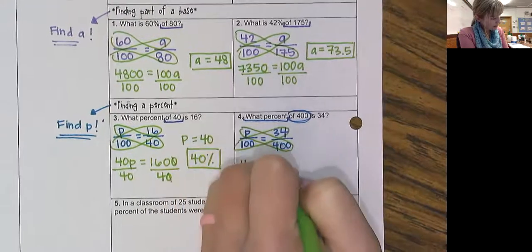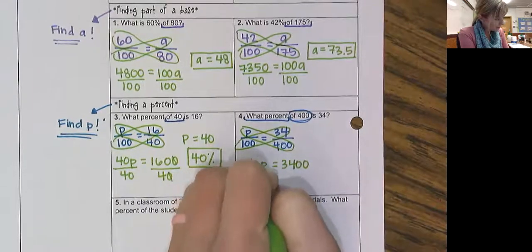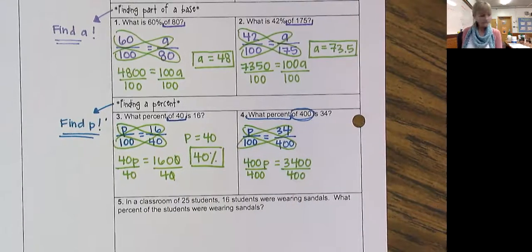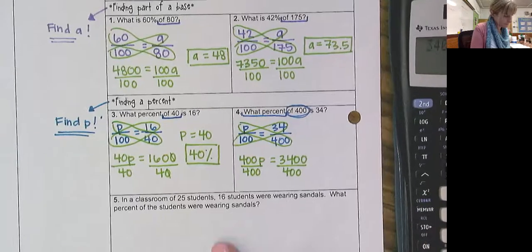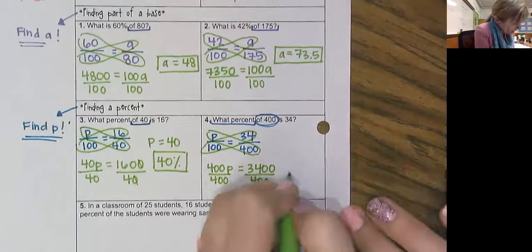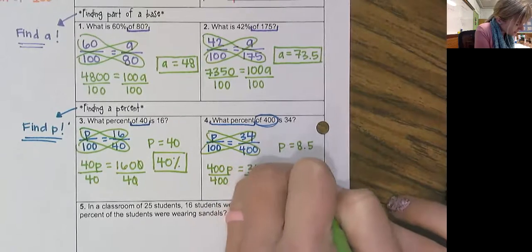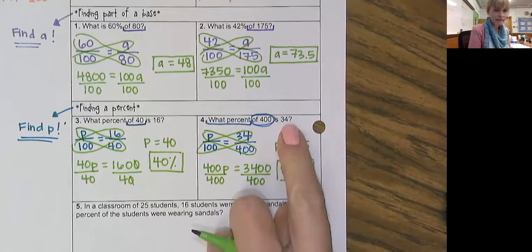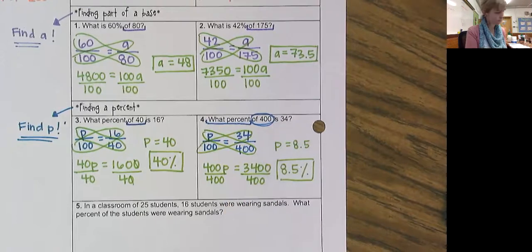34 times 100 is 3400. Now to finish solving this, I divide by 400, divide by 400. 3,400, I'm typing it in my calculator right now. 3,400 divided by 400 is 8.5. So I just got P equals 8.5, which means I've got 8.5%. Which makes sense that it's a small percent because 34 out of 400 is a really small portion of that.